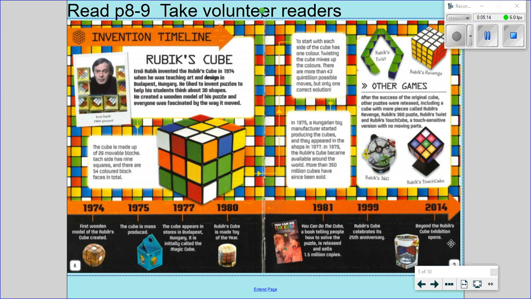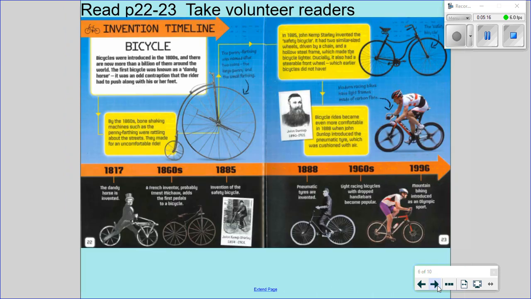Shall we find out about our next invention? We have the bicycle.